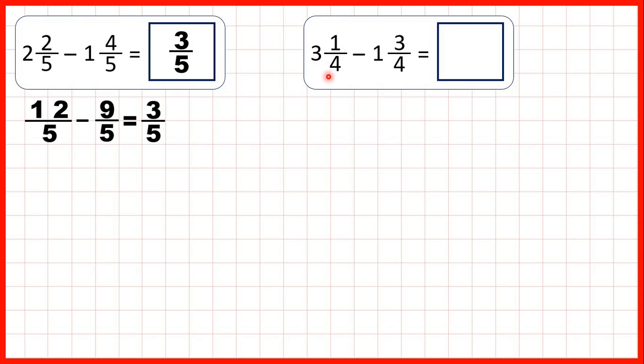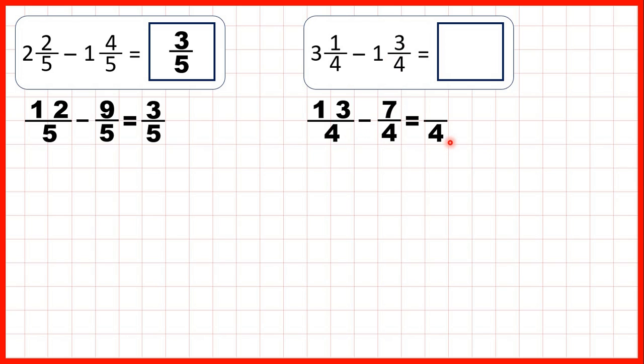Next, we have 3 and 1/4 minus 1 and 3/4. So again, we can change both of these mixed numbers into improper fractions. 3 times 4 is 12, plus 1 is 13, and remember the denominator stays the same. We're subtracting 1 and 3/4, but we can change that into an improper fraction as well. 1 times 4 is 4, plus 3 is 7, so that's 7/4 as an improper fraction.